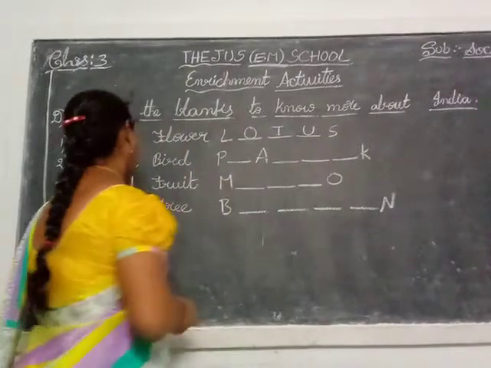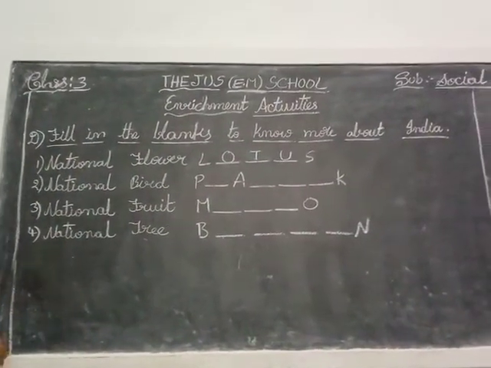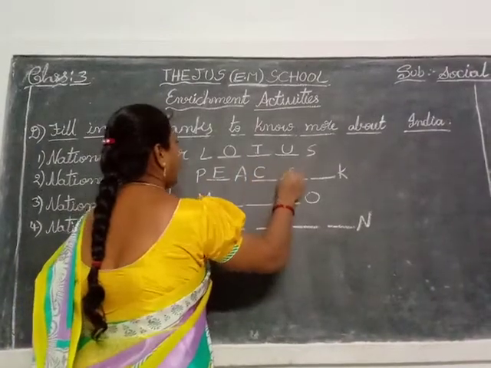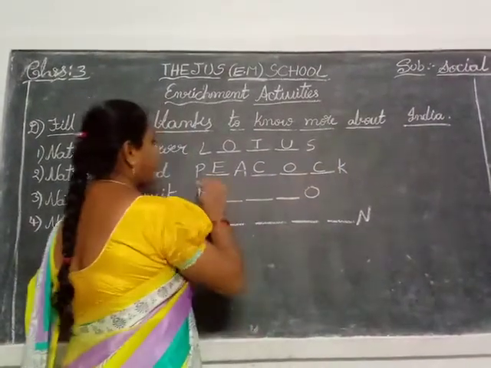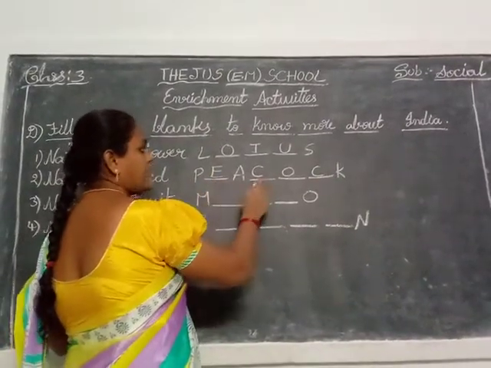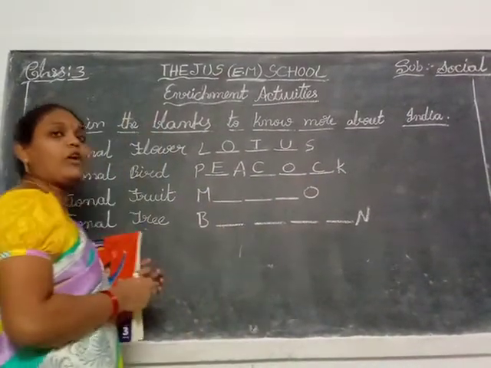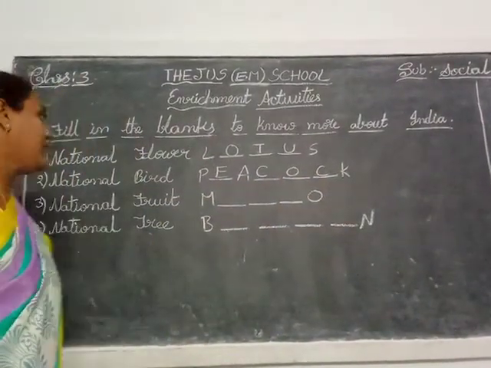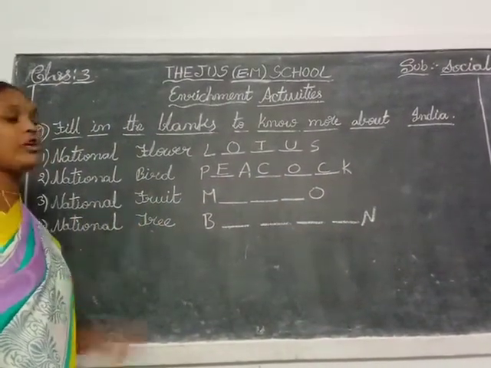L-O-T-U-S, lotus. Next, what is our national bird, children? Peacock. P-E-A-C-O-C-K. Already P, A, K are given. So, remaining letters are missing letters E-C-O-C. Okay, children, what is the spelling? P-E-A-C-O-C-K. Peacock.